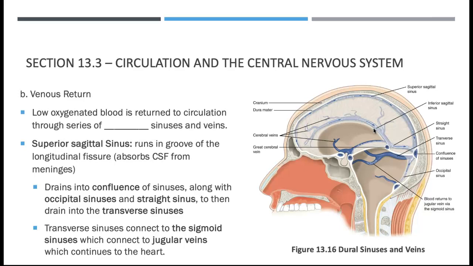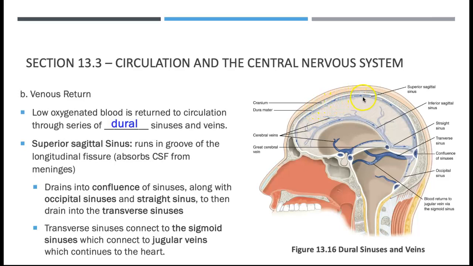So what are we going to do in order to pull our deoxygenated blood away from the brain? We know that we use up that oxygen in our tissues, and then our low oxygenated blood is going to return to circulation through a series of what we call dural sinuses and veins. You can see them outlined here in the blue. We have a couple important ones.